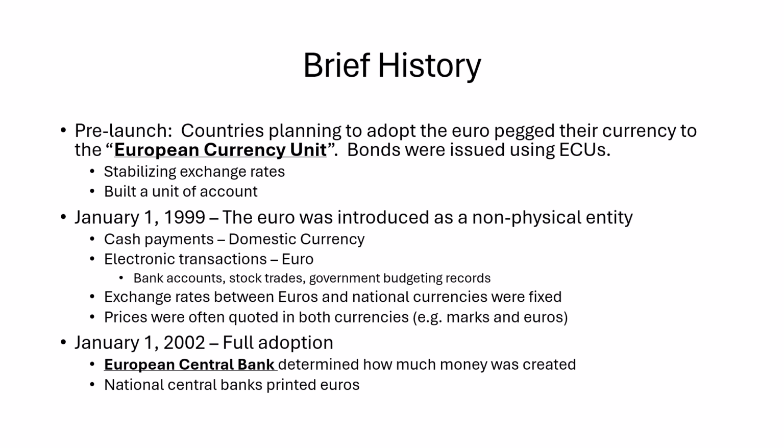Full adoption began January 1st, 2002, about 23 years ago. With the full adoption, physical money was now created by the European Central Bank. They decided how much money would exist, but the national central banks of those member countries continued to have the ability to print euros. It was like, we're working as a team now. So the European Central Bank would say, we need to add $10 billion of euros to the system, and then they would task certain countries with that job.